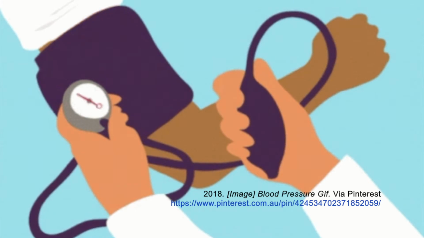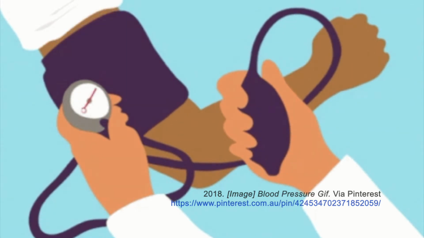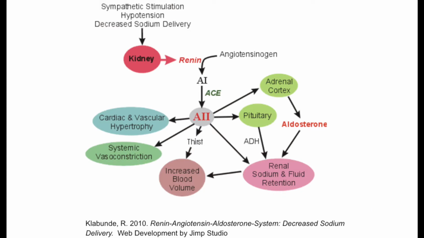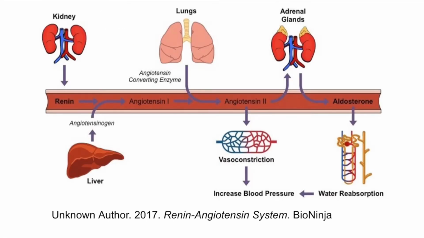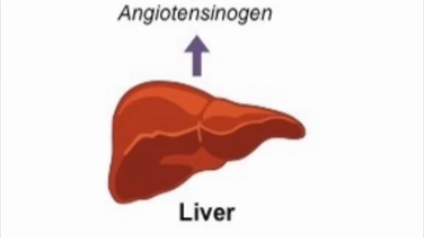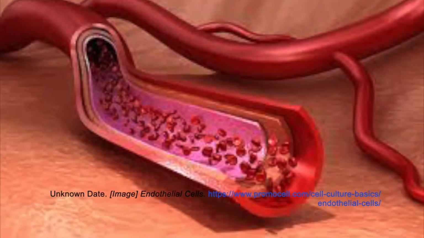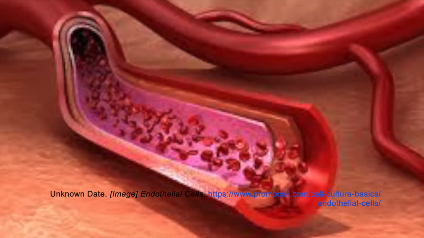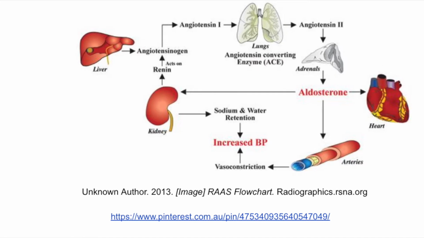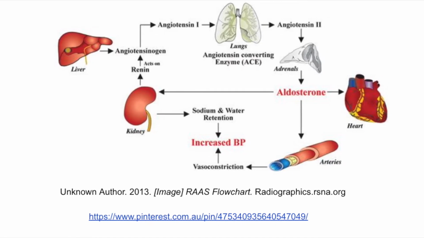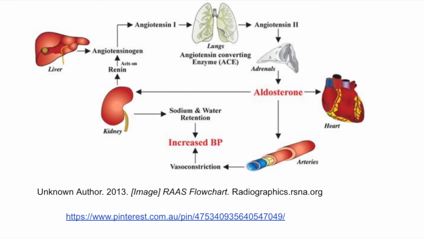Additionally, decreased blood pressure is detected by the pressure-sensitive granular cells, which release renin and initiate RAS. Angiotensinogen is an inactive hormone in circulation which is produced predominantly by the liver. Once renin is released, the hormone cleaves angiotensinogen, which creates angiotensin 1. Angiotensin converting enzyme, or ACE, is localized to the endothelial cells, particularly in the kidney and lungs. Upon interaction, ACE cleaves angiotensin 1, which creates the active peptide angiotensin 2.